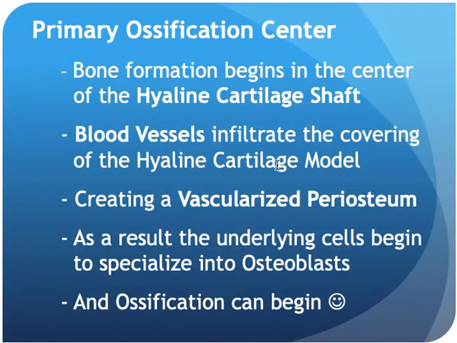Blood vessels are going to infiltrate the covering of the hyaline cartilage model. Everything always starts with blood and nutrients being available. We're creating a vascularized periosteum. As a result, the underlying cells begin to specialize into osteoblasts, which we know are the ones that lay down the bone for us, and then the ossification process can begin. A lot of things start with asking: do I have the nutrients and the blood supply to do all the things I need to do?